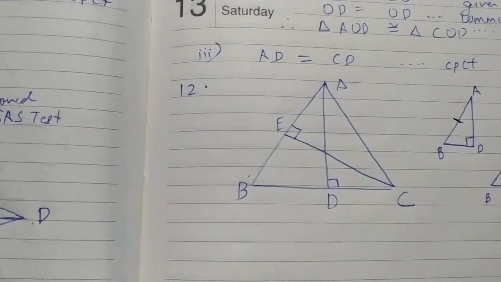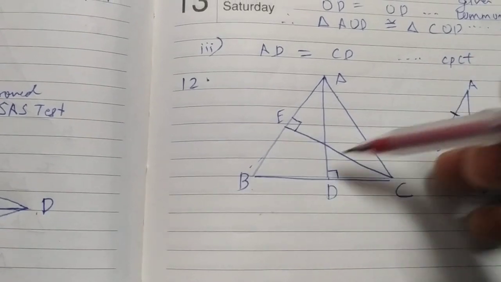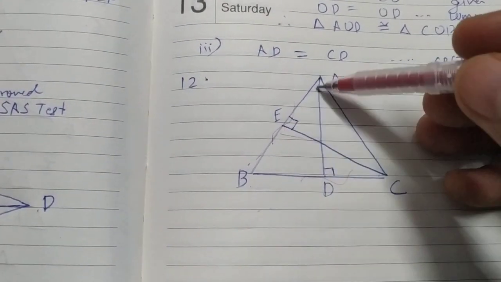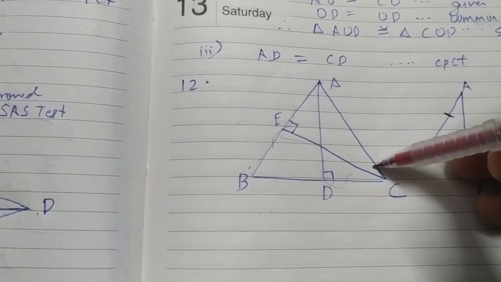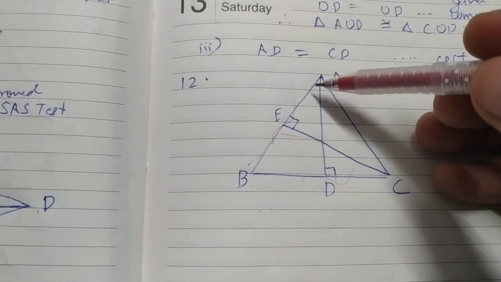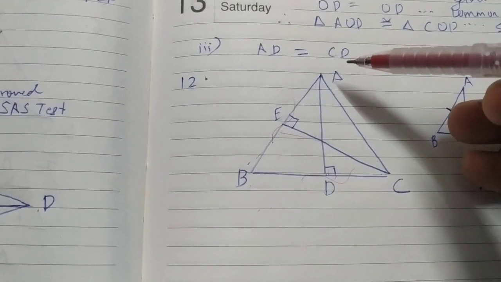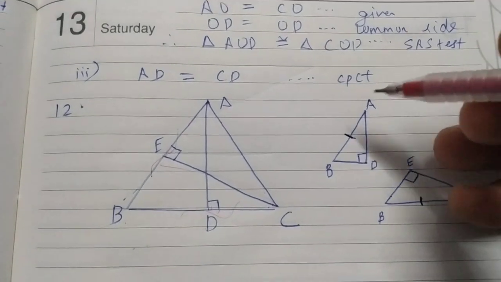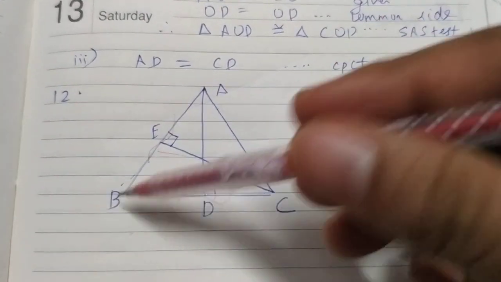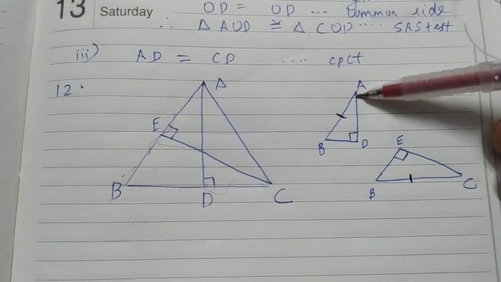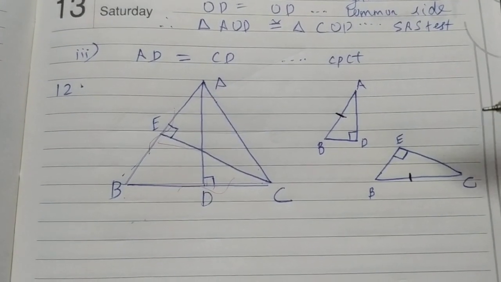So here they've given that AB is equal to BC. This whole thing is equal to this whole thing. These are perpendiculars. We have to prove these perpendiculars as equal. Well, we'll have to select the triangles wisely and draw them separately to make it easy. I'm taking triangle ABD and BEC because they have AD and CE respectively for CPCT.